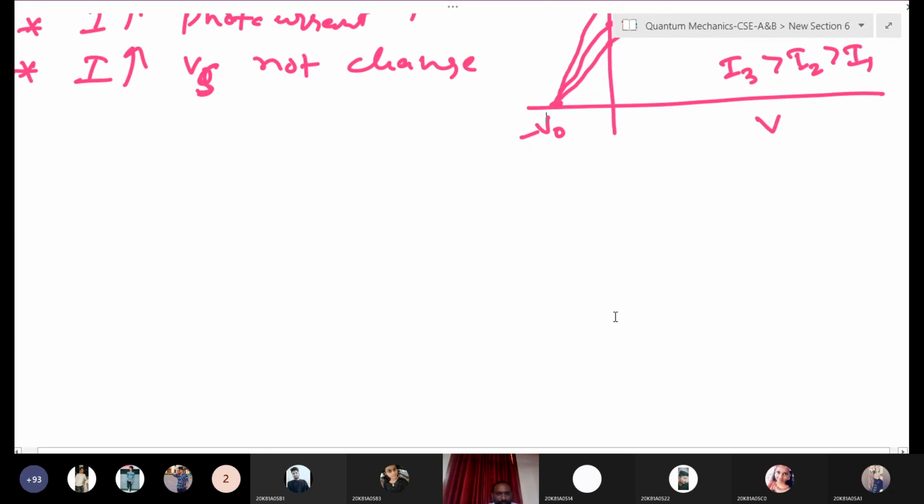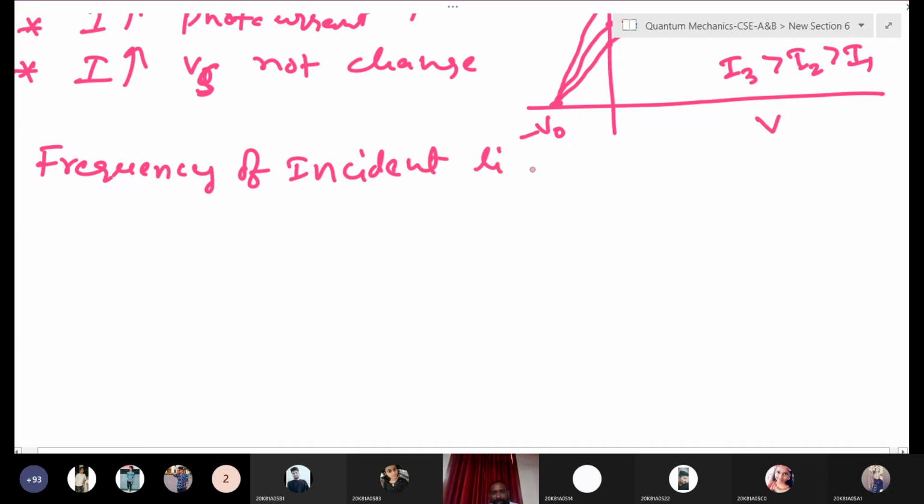Okay, next important topic: frequency of incident light, or incident radiation, whatever you want to write is not a problem. How will the frequency of incident light matter?